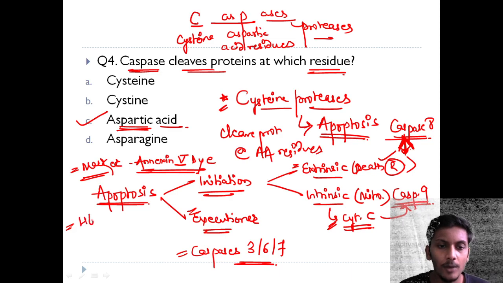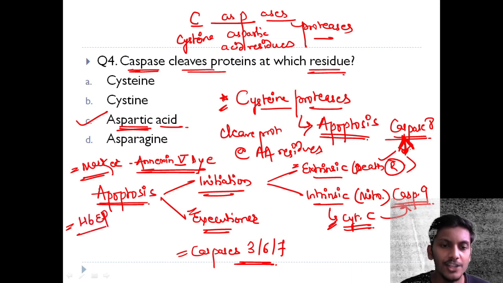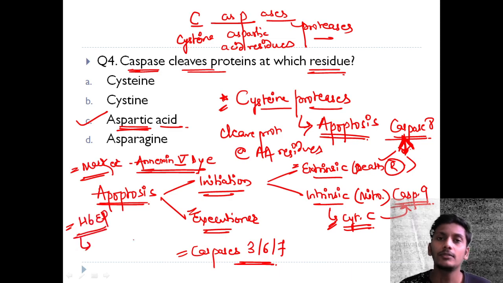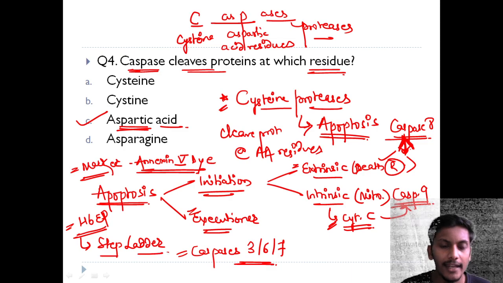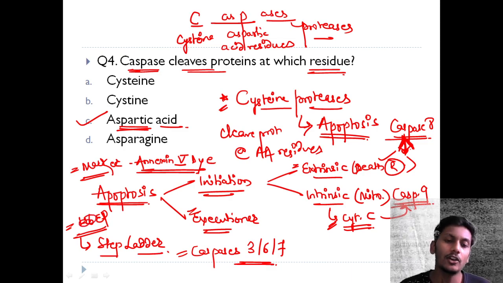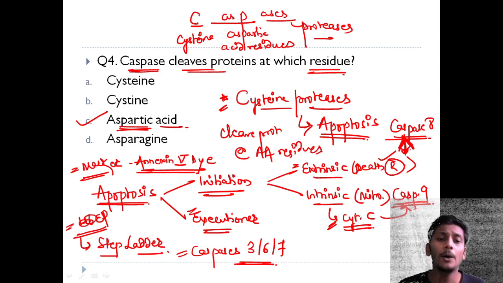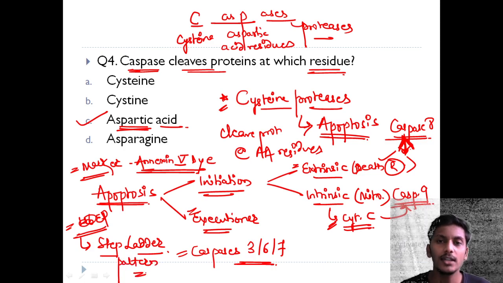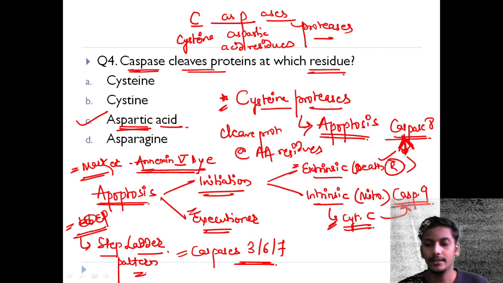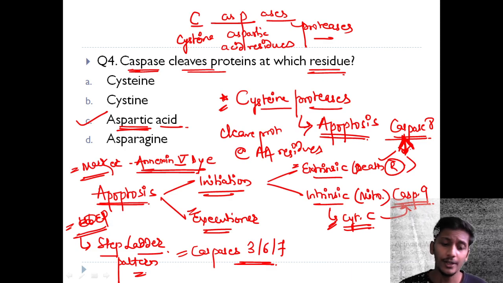Whereas if we perform a DNA electrophoresis, apoptosis will show which pattern? So please remember, apoptosis shows a step ladder pattern on electrophoresis. Necrosis shows a smearing pattern. Okay, remember this. So these are the few important points that you need to remember about apoptosis, right?